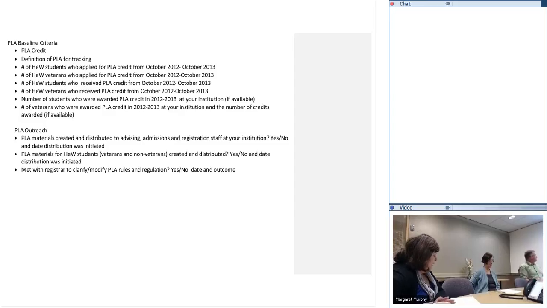Does anybody have any other thoughts on this third bullet point under the PLA baseline criteria? All right, so let's do our raised hands if we accept. It would be the third, fourth, fifth, and sixth bullet points, and we're just going to change that to fall 2012 through summer of 2013, with the understanding that that will also include any fall 2013 enrollees who've received credit up to the beginning of the fall date. Yeah, end of August.